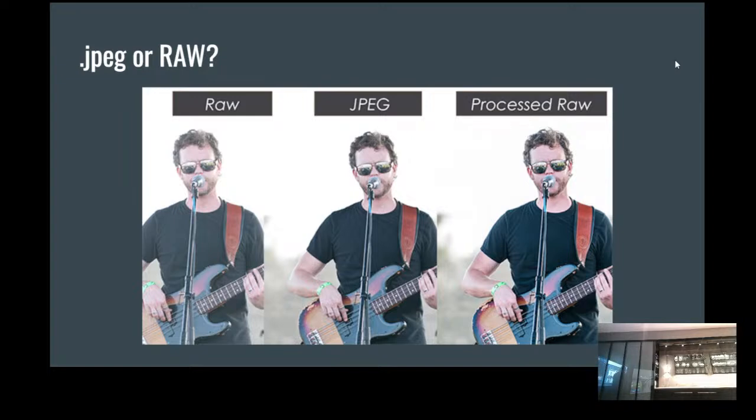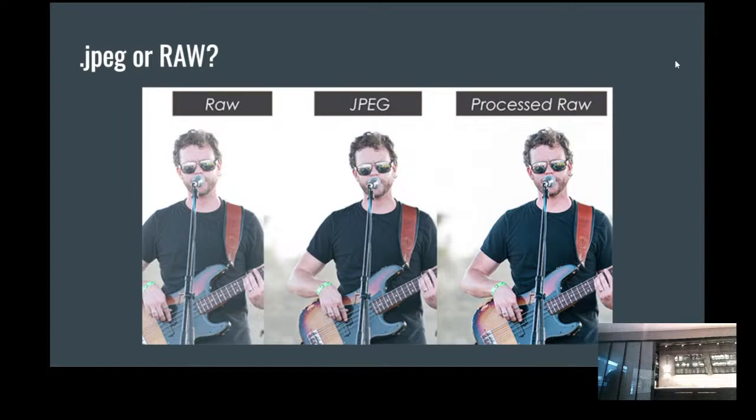So a RAW right out of the camera won't look finished. It won't look complete. A JPEG, on the other hand, will look pretty complete and finished, but there might be certain qualities of the JPEG that we don't like, that we want to change. And that's where we can always edit a JPEG, but we get a lot more out of editing a RAW than we do a JPEG. The photo on the right, we then have a processed RAW.